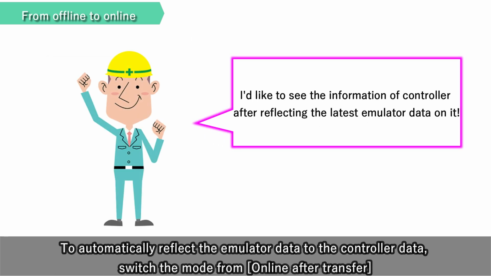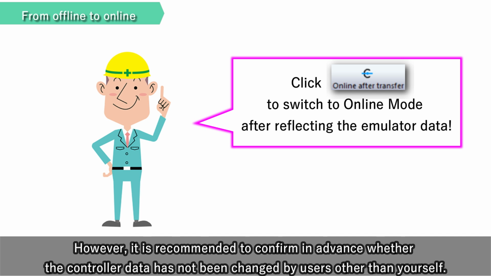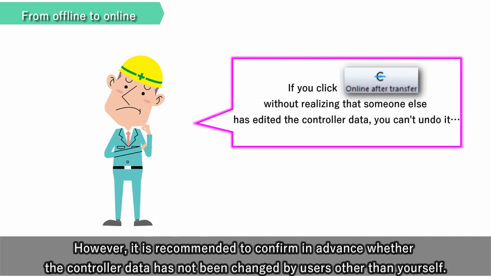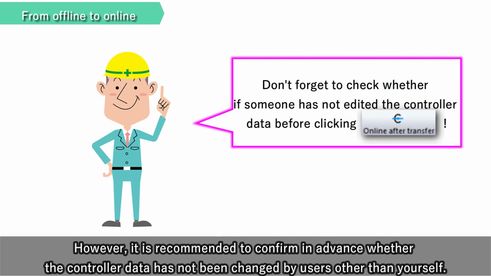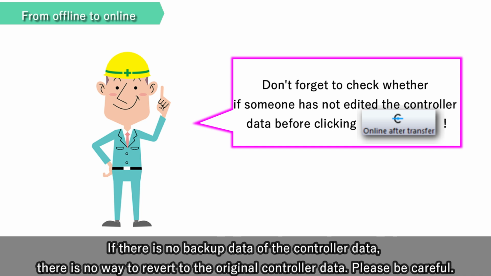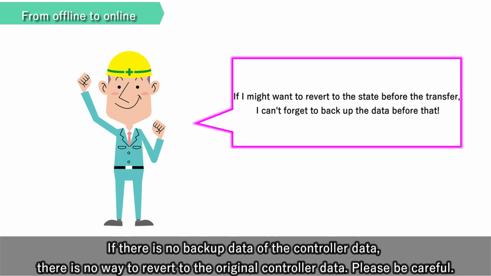To automatically reflect the emulator data to the controller data, switch the mode from Online after transfer. However, it is recommended to confirm in advance whether the controller data has not been changed by users other than yourself. If there is no backup data of the controller data, there's no way to revert to the original controller data. Please be careful.